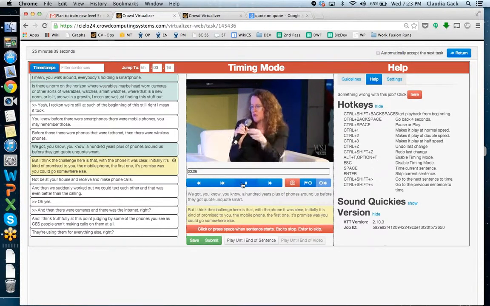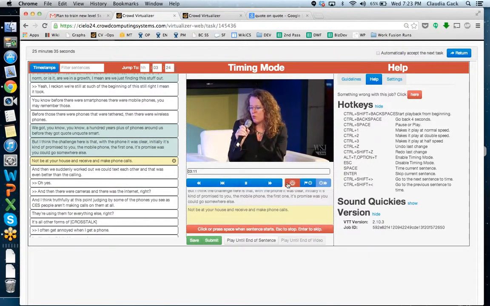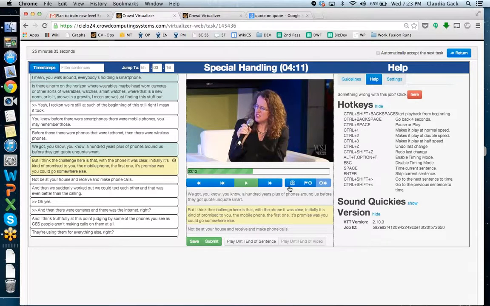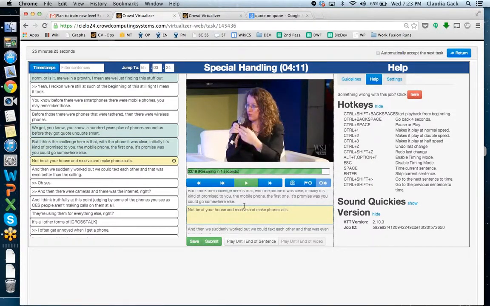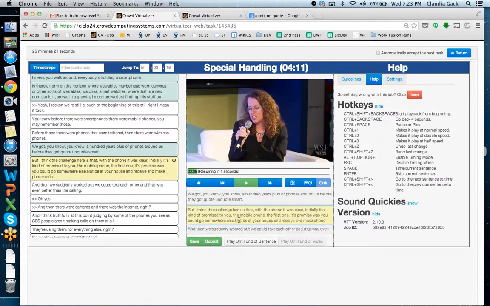Phones around us before they got quote unquote smart. But I think the challenge here is that with the phone it was clear initially. It's kind of promised to you, the mobile phone, the first one that's promised was you could go somewhere else, not be at your house, and receive and make phone calls. This is one sentence, maybe, but I think that with a comma.